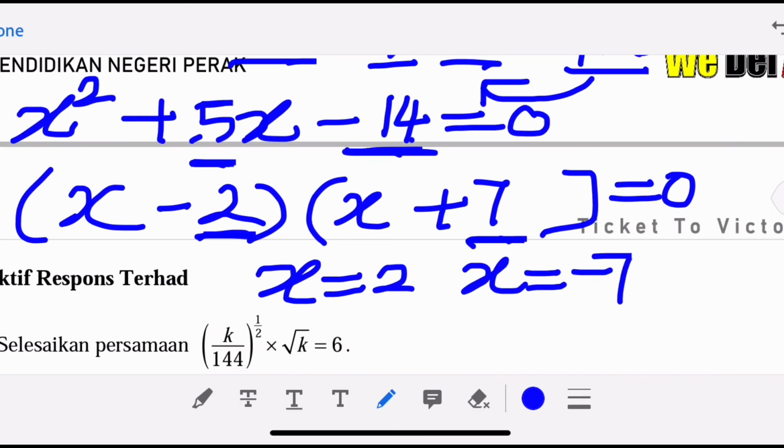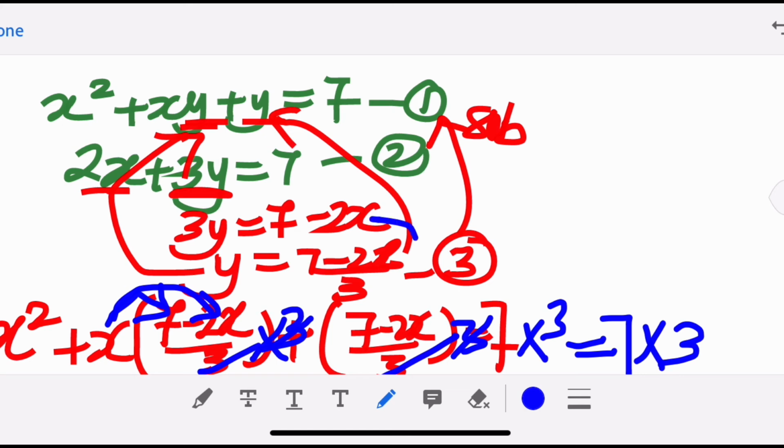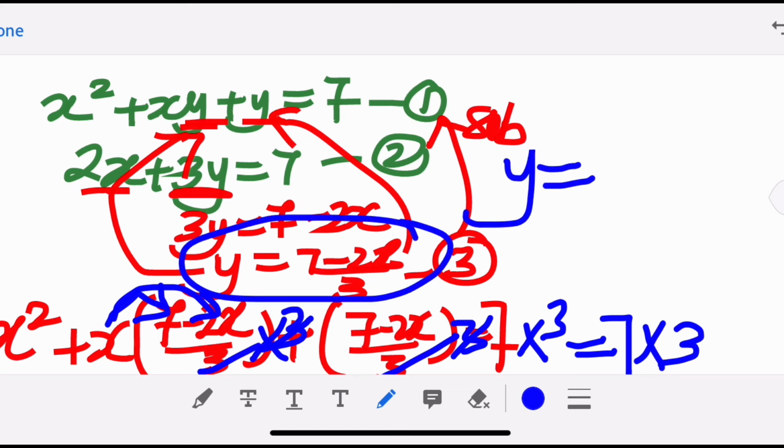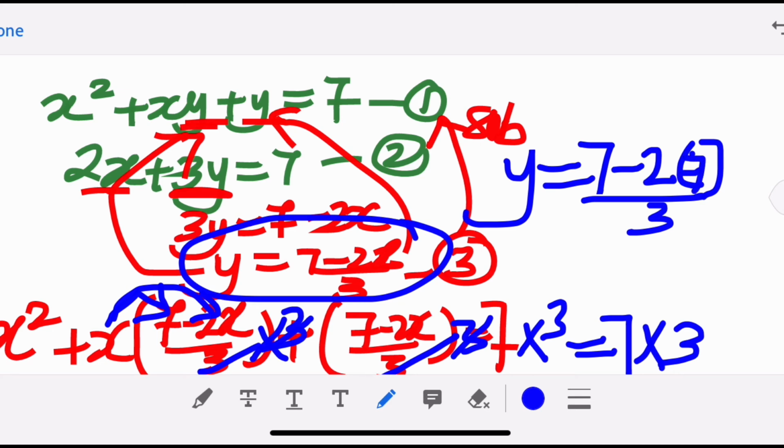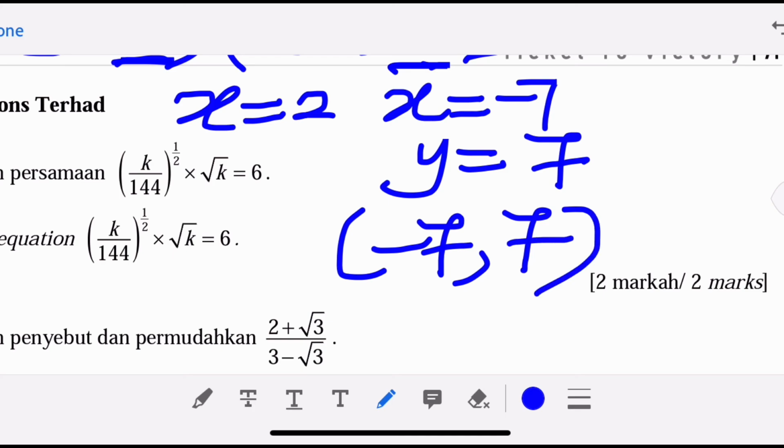So we will use x equal to negative 7 to find the y. The y is, let's choose this one, the easy one. 7 minus 2 times x over 3. This is where we chose our x as -7, right? So it becomes 7 plus 14 over 3, so it's 7. It is 7, so the y is 7. So the other solution is -7 and 7, right?